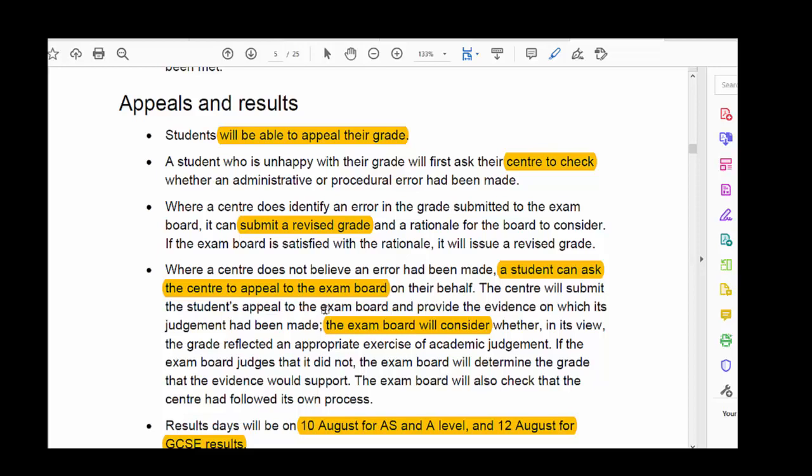And then results day. So results day will be on the 10th of August for AS and A-Level, and on the 12th of August for GCSE. So this is slightly earlier than they usually are. This just allows more time for any appeals to go through before students go on to college or university.